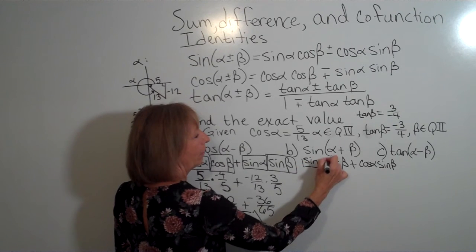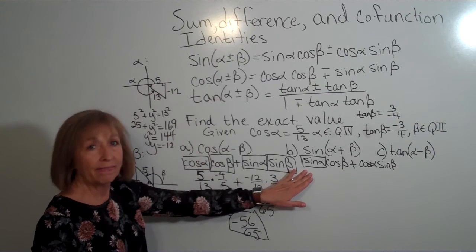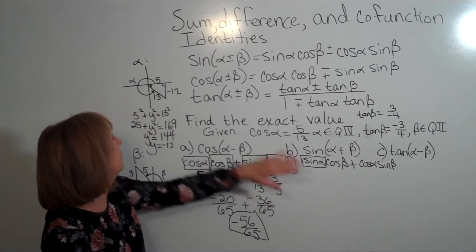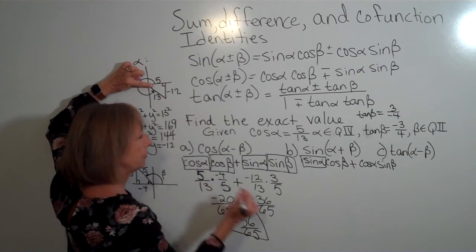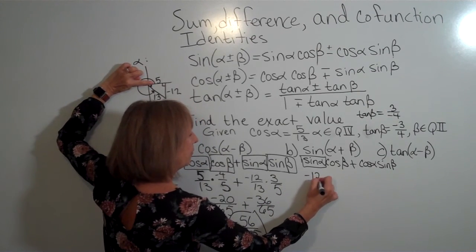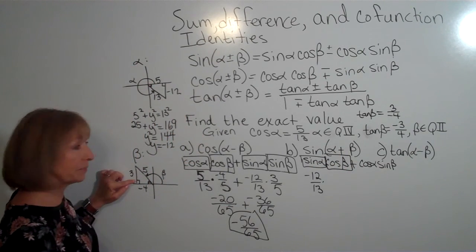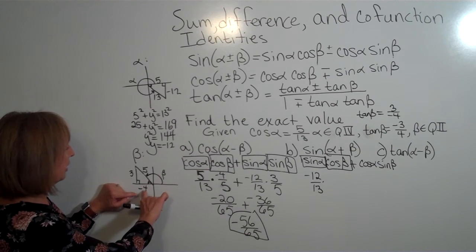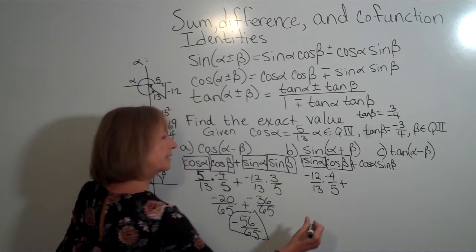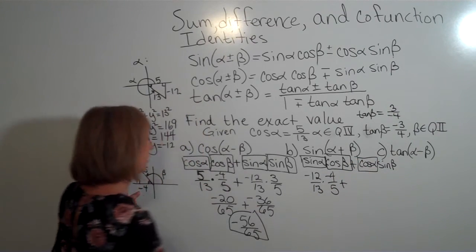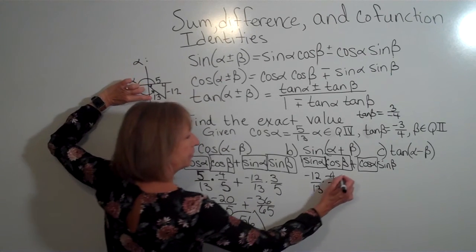So my sine alpha, once I have the triangles drawn for the angles, then I've got them to refer to throughout that problem. So sine of alpha, here is alpha. The sine of it is opposite over hypotenuse. So negative 12/13 times cosine beta. Go to beta's picture. The cosine is adjacent over hypotenuse, negative 4/5, plus cosine alpha. Go to my alpha picture. The cosine is adjacent over hypotenuse, 5/13.